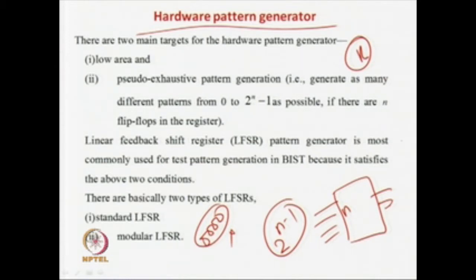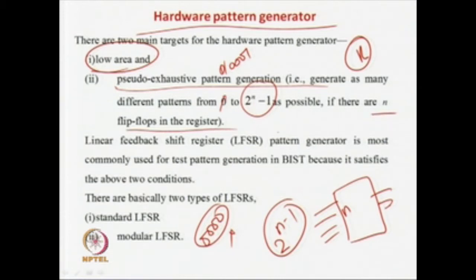But the other way, and something very important here is low area overhead. There is a circuit which takes very little area overhead, called a pseudo exhaustive pattern generator. We generate almost all patterns, or you can say all patterns, except 0, which is difficult to generate. If there are n flip flops in the register, we can start from 00001 and generate all 2^n minus 1 patterns, and they will be in a random fashion. That is why it is called pseudo exhaustive, and also a random pattern, because these patterns are generated in a random way depending on your initial seed.